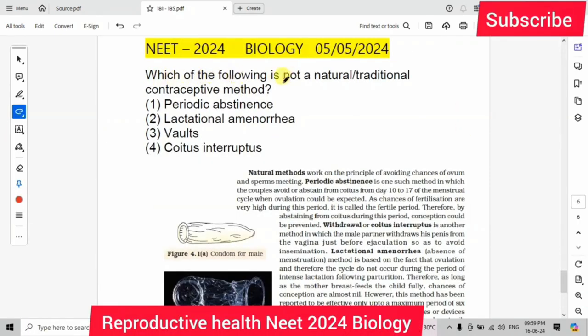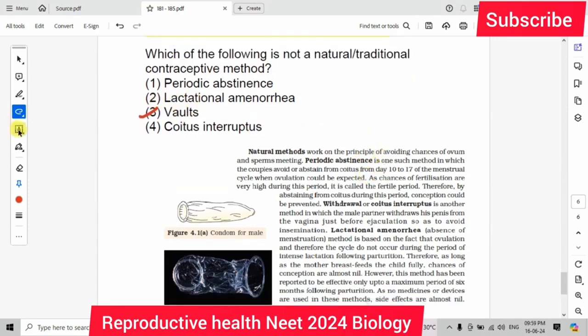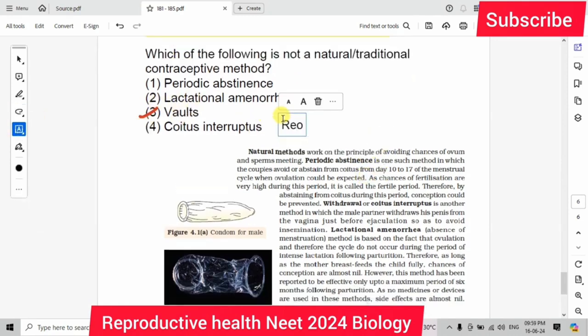Which of the following is not a natural or traditional contraceptive method? The answer is option 3, vaults. It is not a natural and not a traditional contraceptive method. You can see the NCERT statements or information here. It is from the chapter known as reproductive health.